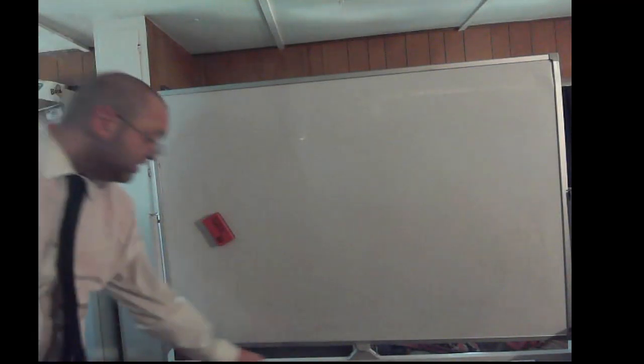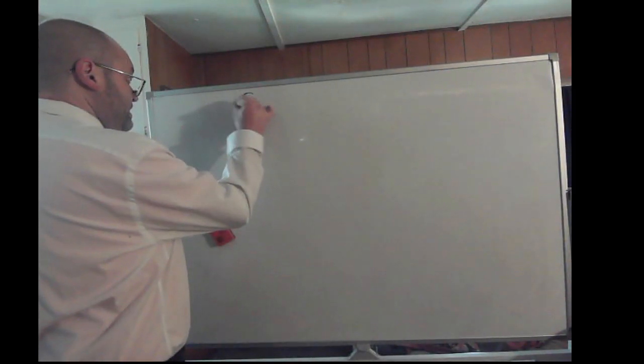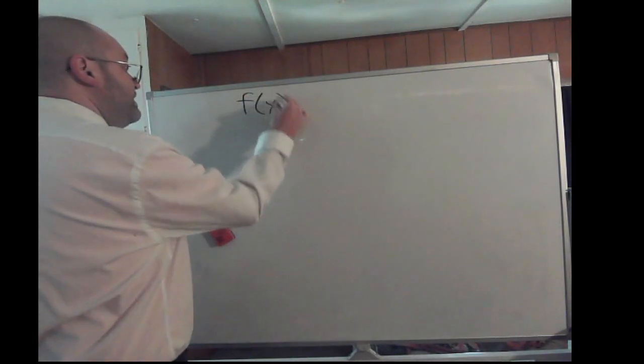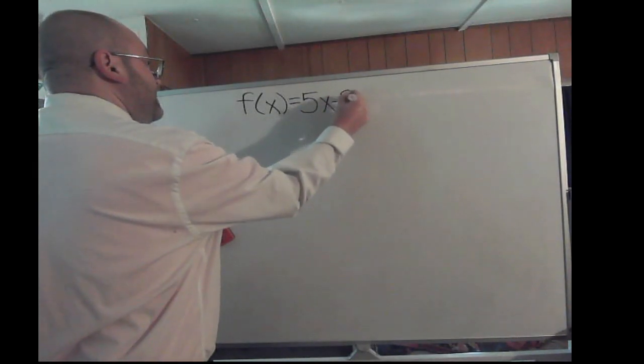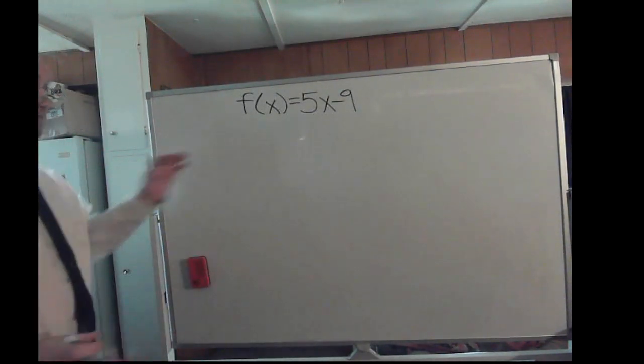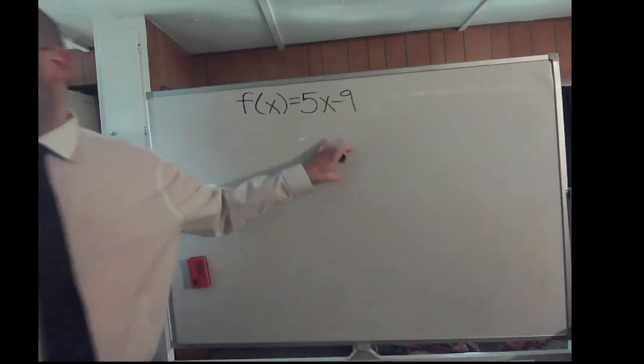Okay, now we're going to shift it a little bit. Let's say you have a function like this. F of x equals 5x minus 9. So you've got the function f of x equals 5x minus 9.